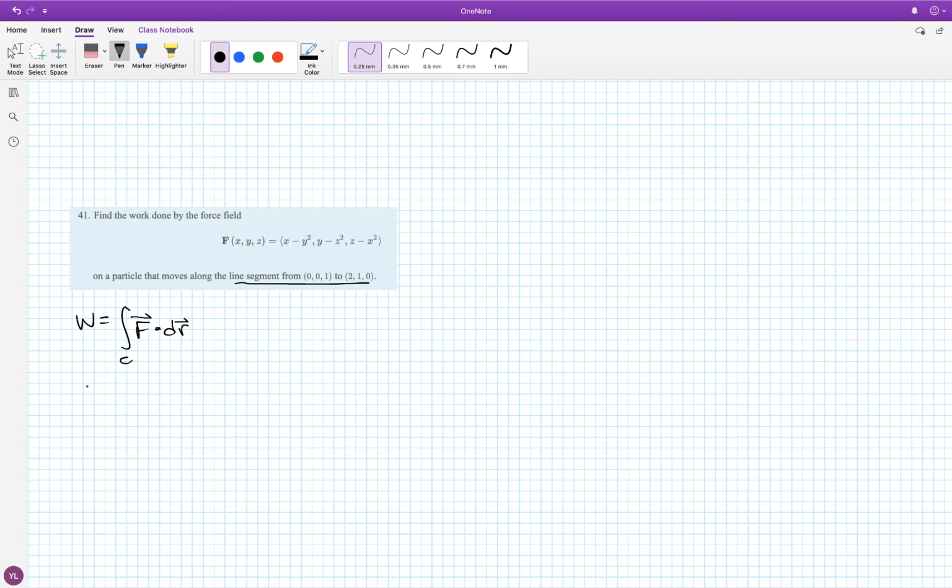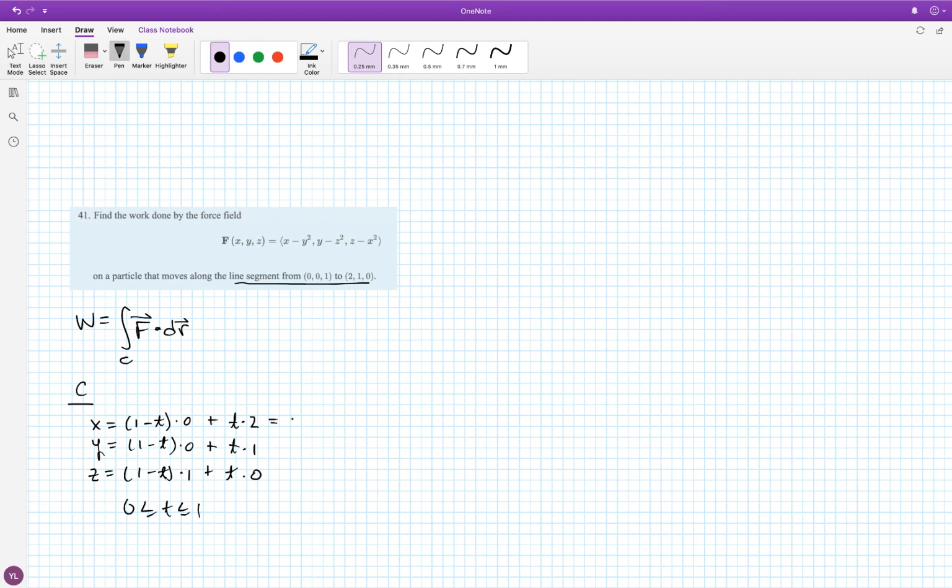Okay, so C is a line segment. Here's the trick for parameterizing a line segment. What I do is I put 1 minus t next to the initial point, which is (0, 0, 1) here, plus t times the terminal point, (2, 1, 0). And this trick will get the line segment parameterized in one second.